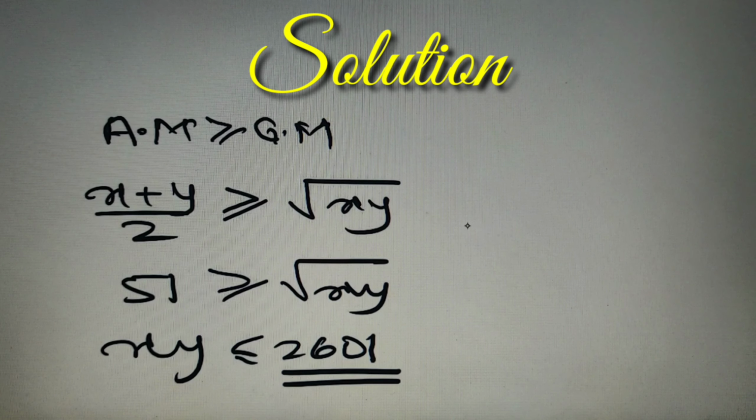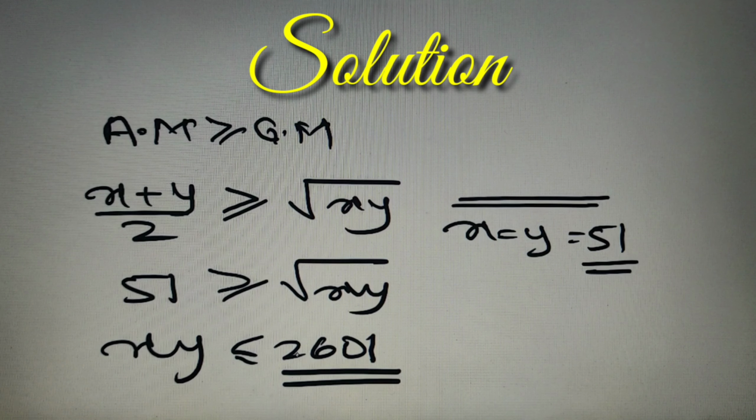So this is only possible when x is equal to y is equal to 51, because 51 is a prime number and the square of 51 is equal to 2601. So we have got the maximum possible value of xy as 2601 and the values of x and y as 51. So we just have to put this value in our product and we'll get our answer.